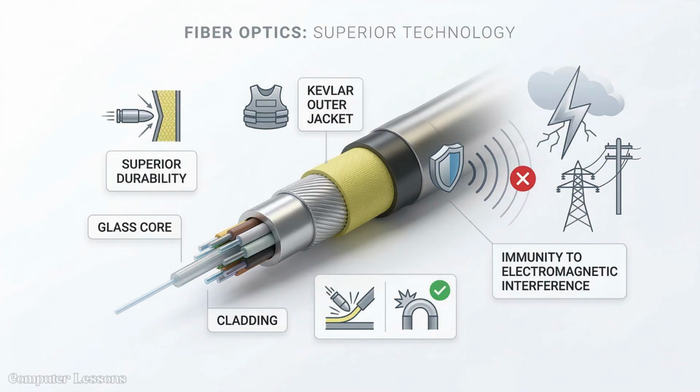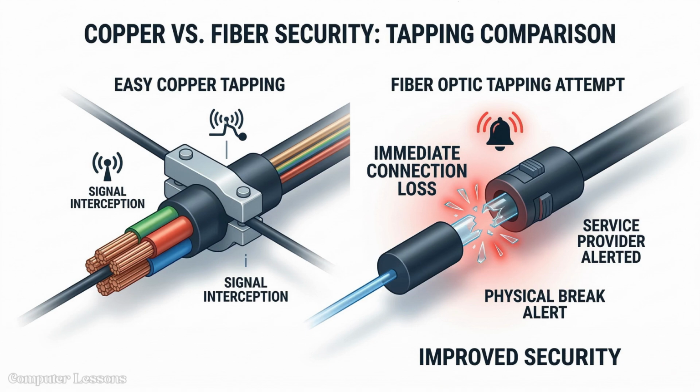Despite the physical challenges, fiber optics are superior in every measurable way. They are immune to electromagnetic interference, meaning a lightning strike or a power line won't corrupt your data. They are also more secure. Tapping a copper wire to listen in is relatively easy. Tapping a fiber cable requires physically breaking the glass, which immediately cuts the connection and alerts the provider. It is the gold standard of modern communication infrastructure.